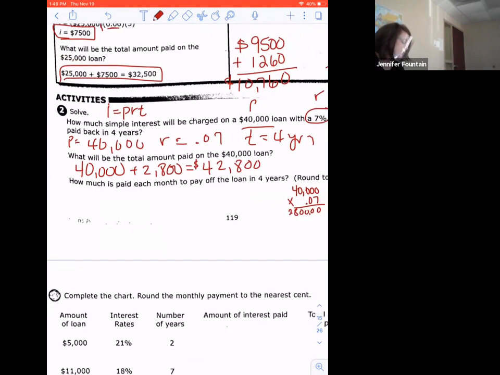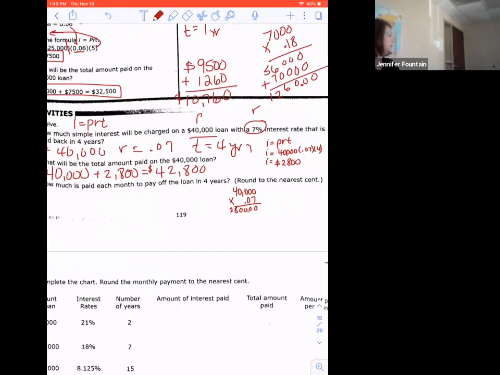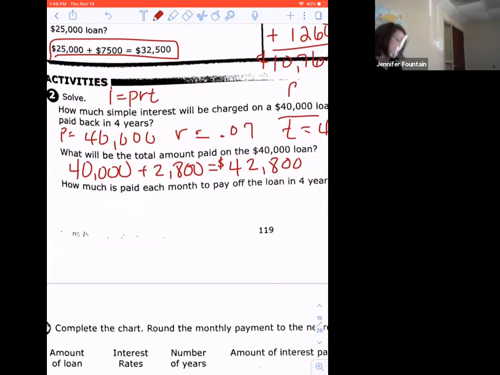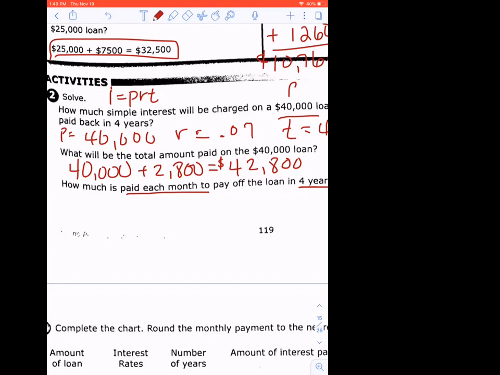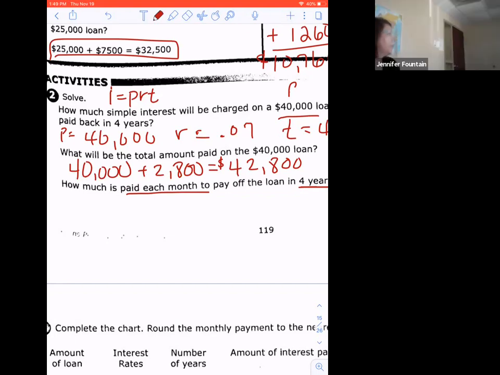So it says how much is paid each month to pay off the loan in 4 years. All right, so it's asking how much is paid off each month over 4 years. So how many months would be in 4 years? Think about how many months are in 1 year. We've got 12 months in a year times 4 years. That'll be 48 months. So now that means I would have to take my total of 42,800 and divide by 48 months.